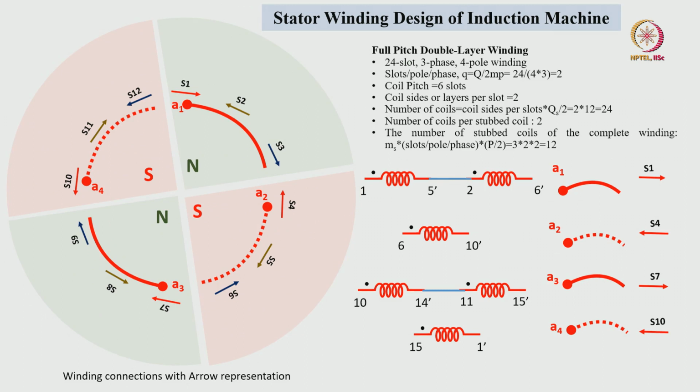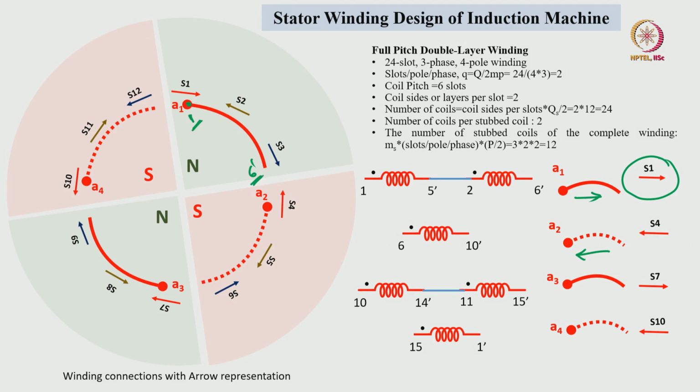At the end, after making the winding connections by applying the right hand thumb rule, we can visualize the number of poles. Here the arrow representation for stubbed winding 1 is in forward direction, arrow representation for S4 is in backward direction. We can see this is the virtual representation of terminal 1 and terminal 6, the coils which are placed in slot 1 and slot 6 bottom side.